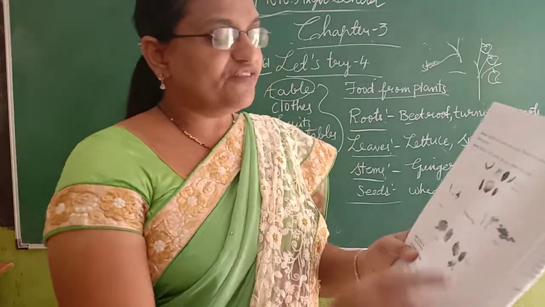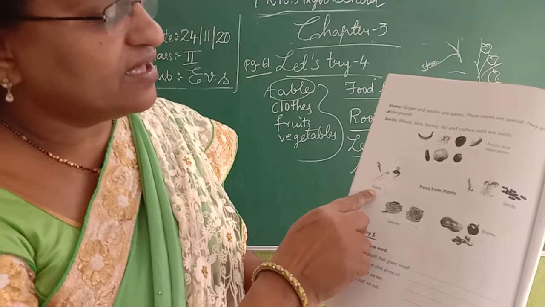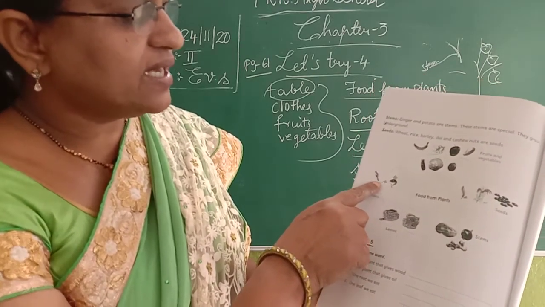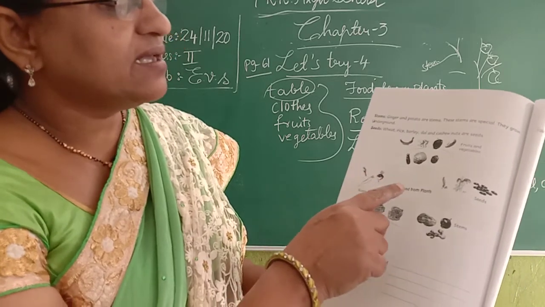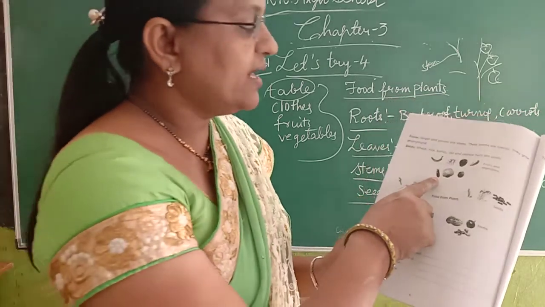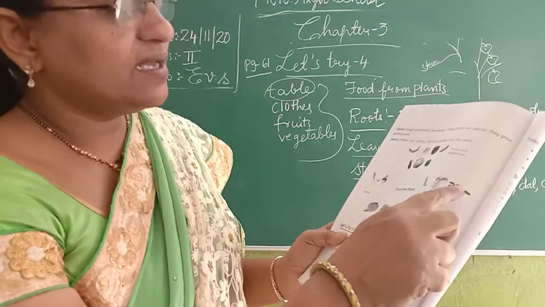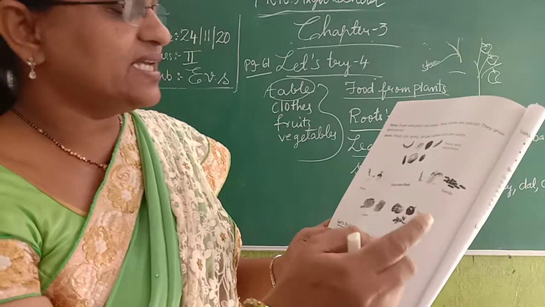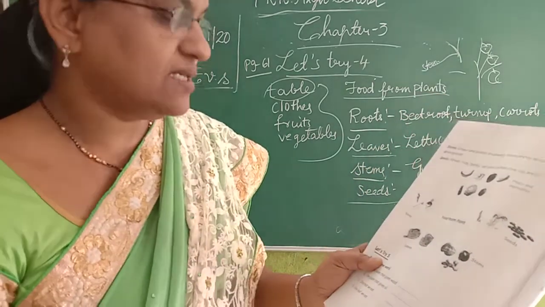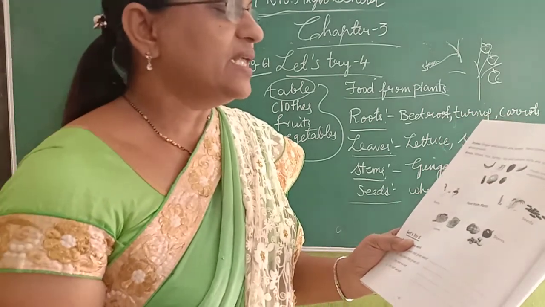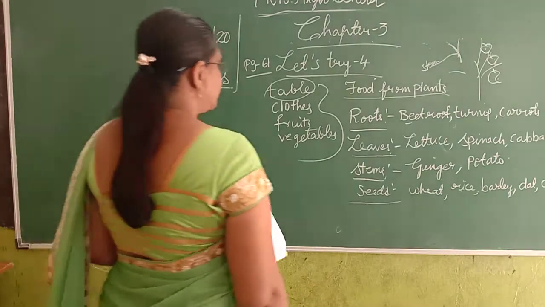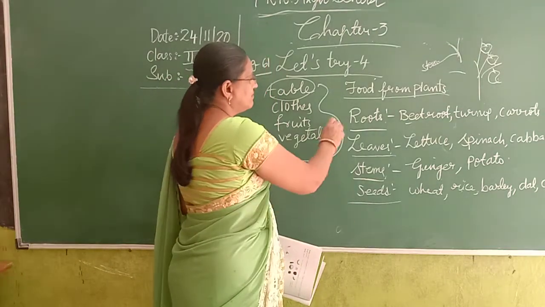Okay. See, food from the plants. So what are the roots? Rooty vegetables: beetroot, turnip and the carrots. And the leafy vegetables are cabbage, then lettuce and the spinach. Seed vegetables are wheat, rice and the dals. Stems are ginger and potato and the onions. Understood, children? And the fruits and the vegetables, we get the fruits and vegetables from the plants.